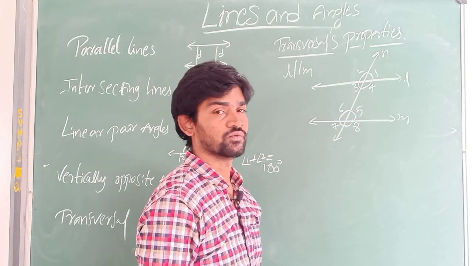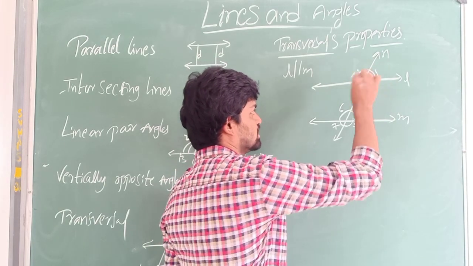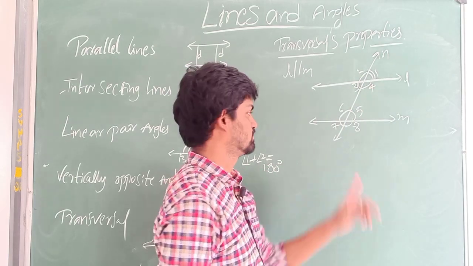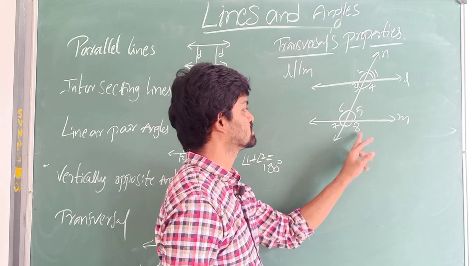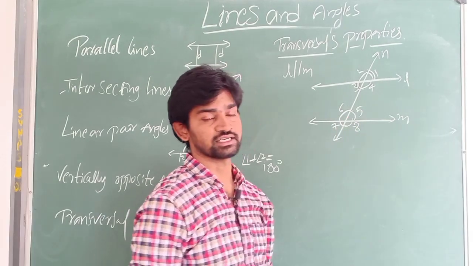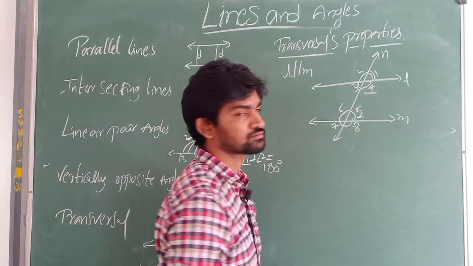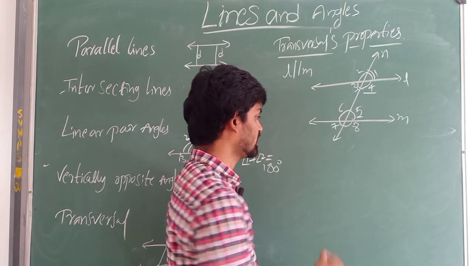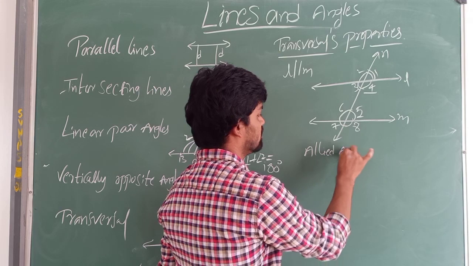Okay. Now vertically opposite angles are also formed. So 3 and 1, 1 and 3 are equal. 2 and 4 are also equal. Here also formed: 5 and 7 are equal, 6 and 8 are also equal. Okay. Now some new angles are there here. Let us see those. Angle 4 and angle 5 are co-interior angles or allied angles. Allied angles.